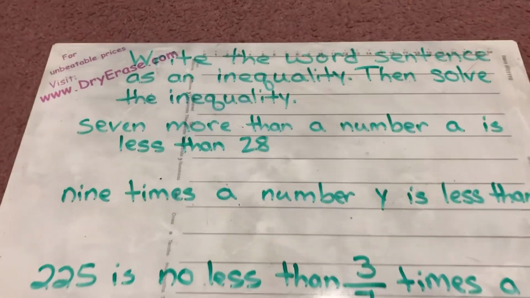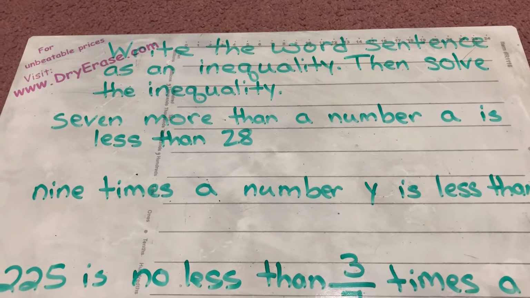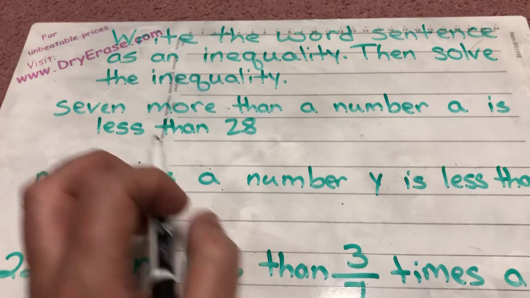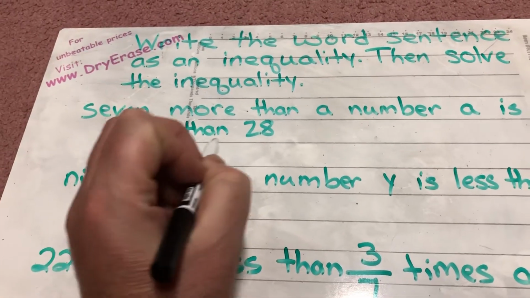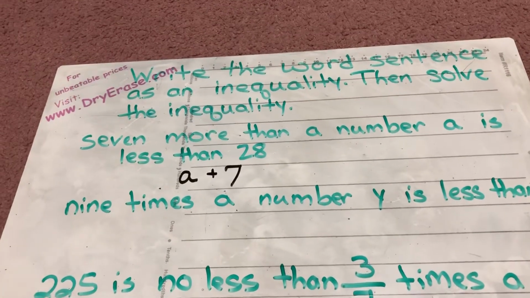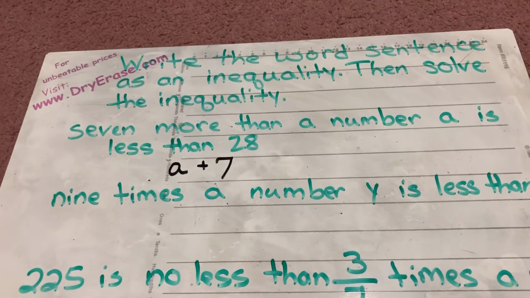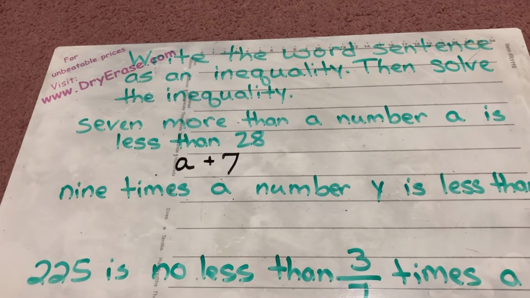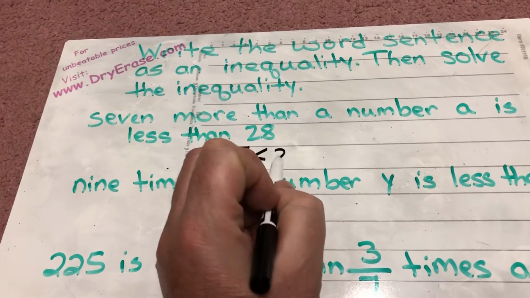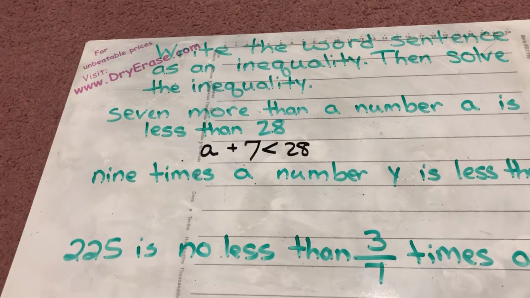So first of all, we've got to analyze what that means. It says 7 more than a number A is less than 28. Well, 7 more than a number A is going to be A plus 7. We're starting with A and we're adding 7. And then it says is less than 28, so we're going to use the inequality sign less than 28. All right. Then we need to solve the inequality.